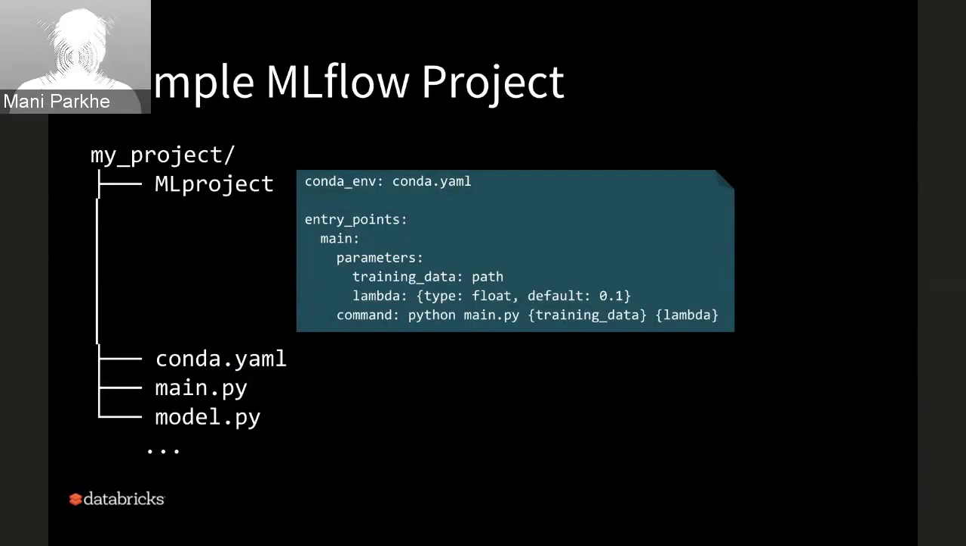And it says that, okay, you need these parameters, which is a path for the training data and a float parameter called lambda. And here it's defined with a default value of 0.1. And then how does MLflow know what to do when it sees that entry point? It says, okay, it runs a very simple Python command called main.py, and it gives it the training data and lambda. And obviously, this is the code main.py, and then there could be other dependent modules included. This is the code that you have written to create your training run.